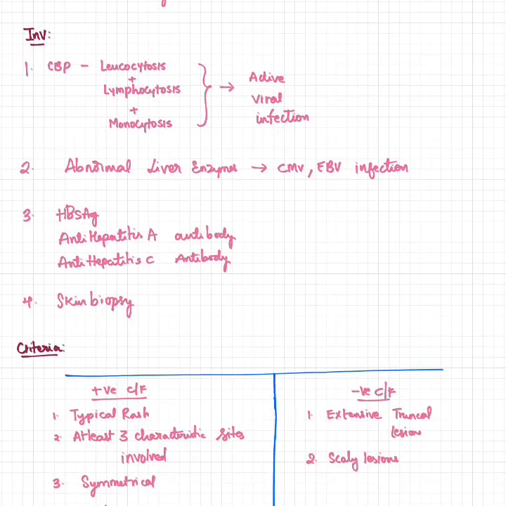Coming to investigations, if on complete blood picture we see leukocytosis with lymphocytosis and remarkable monocytosis, then it indicates that there is an active viral infection present. In cases of CMV and Epstein-Barr virus infections, we can also see abnormal liver enzymes, and in order to rule out or detect a hepatitis infection, we also need to do HBsAg, anti-hepatitis A antibody and anti-hepatitis C antibody tests.